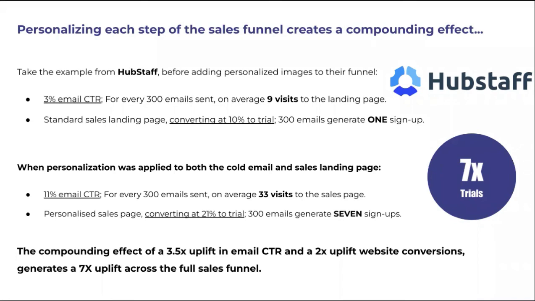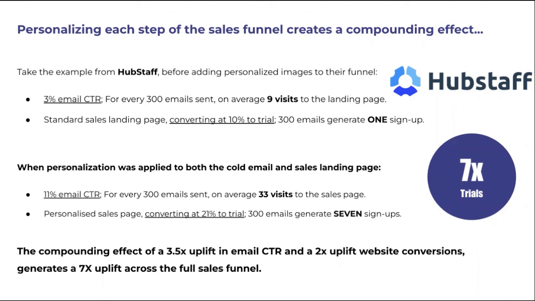But let's apply personalization. When we applied personalization, we went from a 3% email click-through rate to 11%. That's a 3.5 times uplift, a massive increase. For every 300 emails sent, you're getting 33 visits to the sales page. And a personalized sales page doubled the trial rate, from 10% previously to 21%. So just over double the conversion to trial from landing on the page. And therefore with 300 emails you're now generating 7 signups.